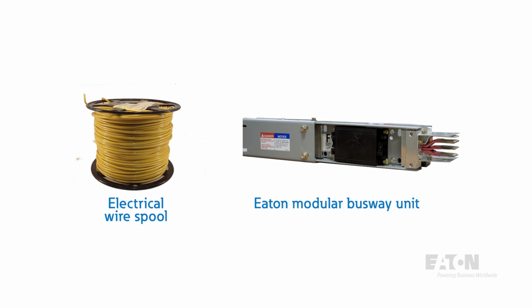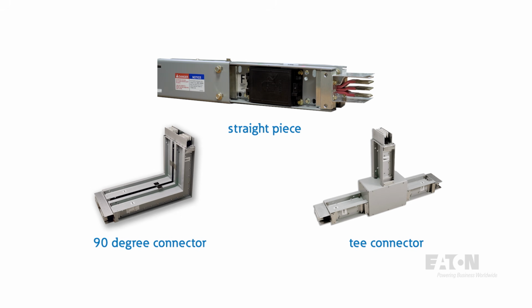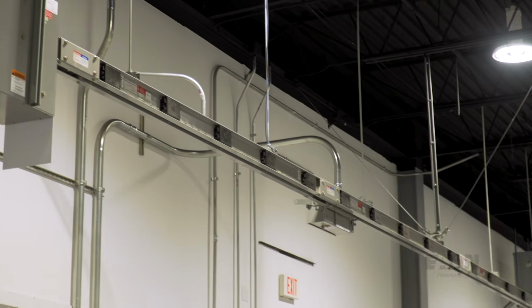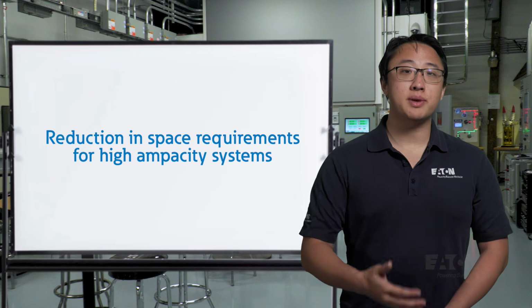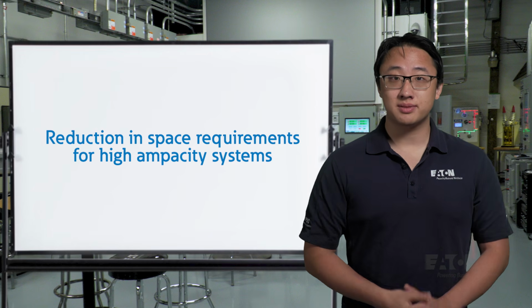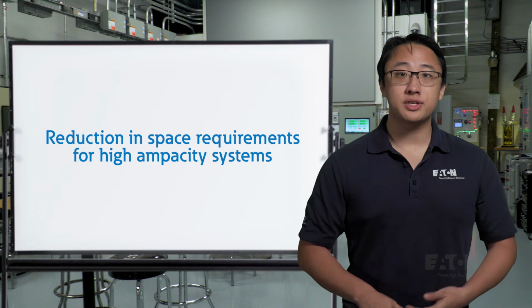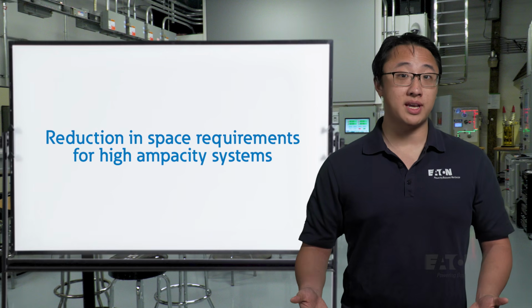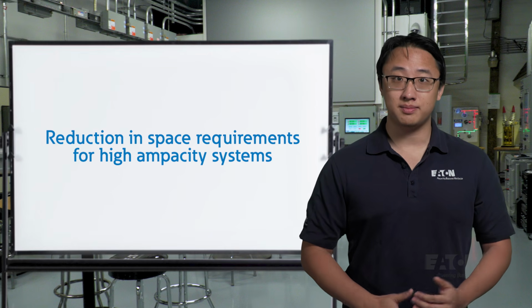Whereas wire comes in large spools, Busway comes as modular pieces that can be connected together, like building blocks. There are straight pieces and connectors like 90s and Ts that can be strung together to easily form complex networks in one continuous piece rather than needing to run separate cable feeds. One of the main benefits is the reduction in space requirements for high ampacity systems. Now, like any electrical connection, proper torque is required to prevent loose connections, heat, and ultimately the risk of damage, so special care is made to ensure that pieces connect securely and safely.